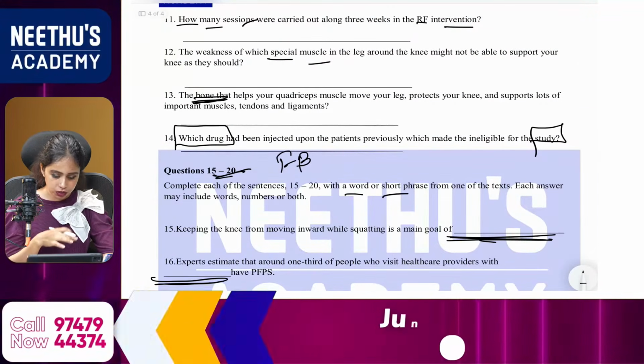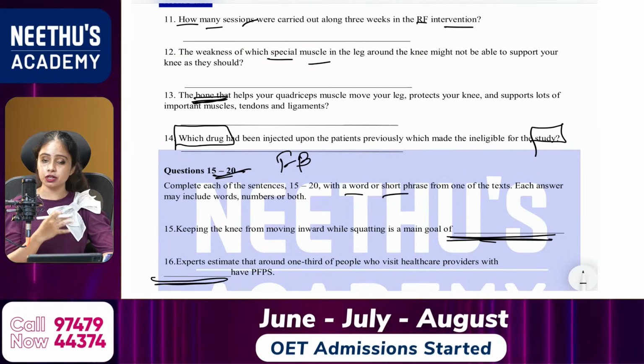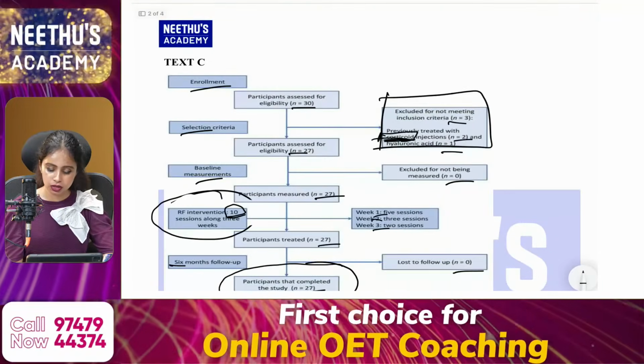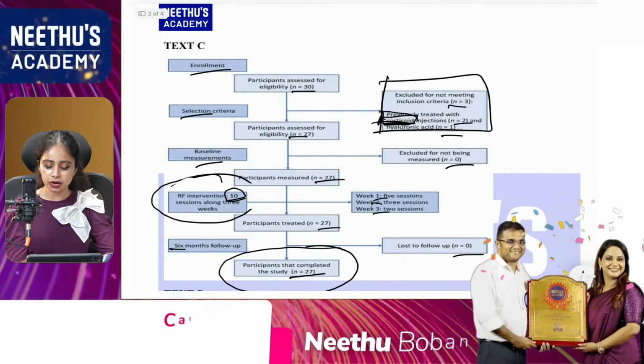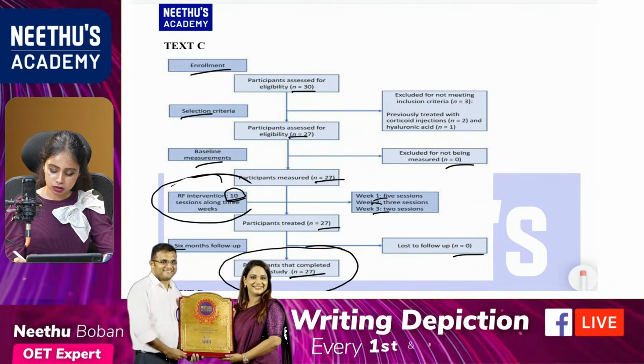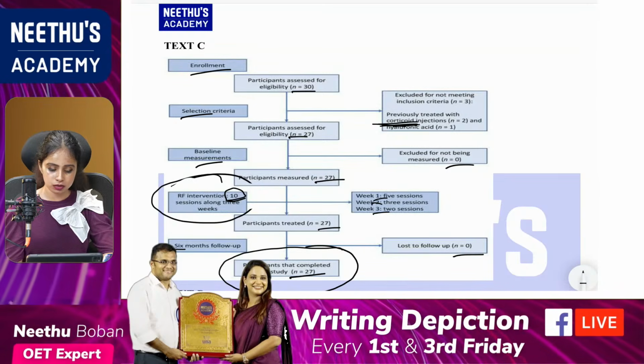Okay, the 14th question, the answer is corticosteroid. Sorry, corticoid. Corticoid should be the answer from text C. Here it comes, corticoid, in the right side, first box. I'll show you once again. Corticoid should be the answer. Clear?